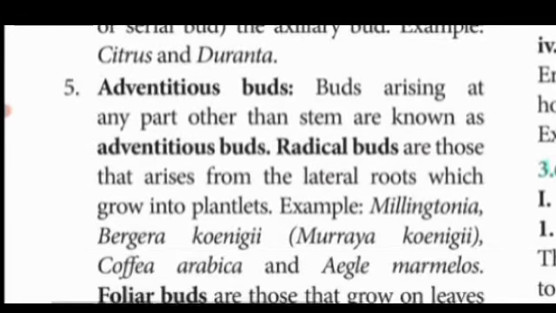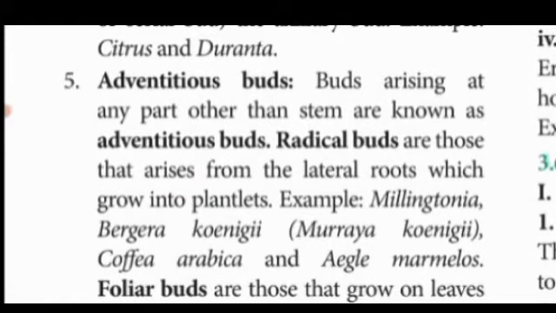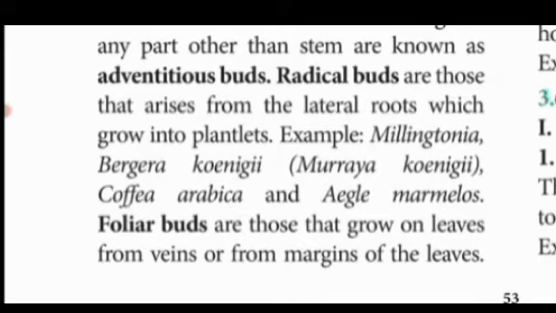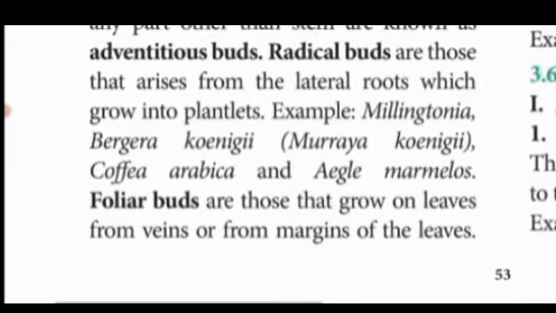Adventitious buds. The buds that arise at any part other than the stem are known as adventitious buds. They are radical buds and foliar buds. The radical buds arise from the lateral roots and grow into a plantlet. Example, Coffea arabica and Aegle marmelos.